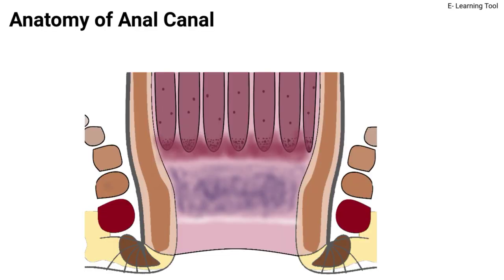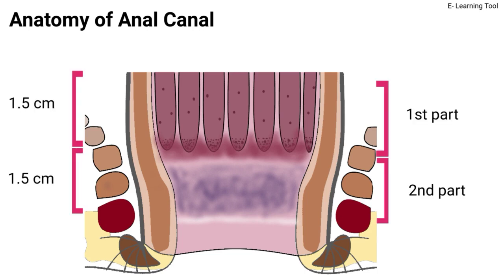The anal canal is divided into 3 parts according to its internal appearance. The first part and second part are approximately 1.5 centimeters in length. And the third part is 0.81 centimeters in length. These parts are divided by 2 lines called the pectineal line and the Hilton line.